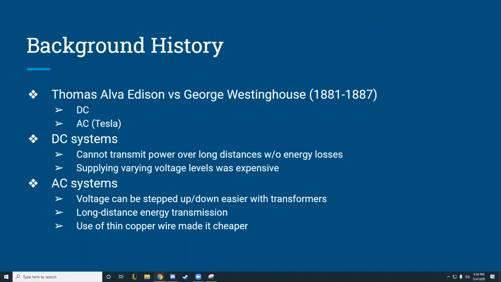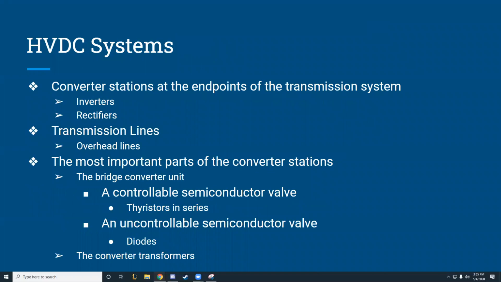The reason why AC systems won at this time was because voltages were able to be stepped up or stepped down using transformers and was able to be distributed at a lower cost using thin copper wire. However, times have changed. With today's technology, the transmission of high voltage direct current is possible to enable energy in both directions.